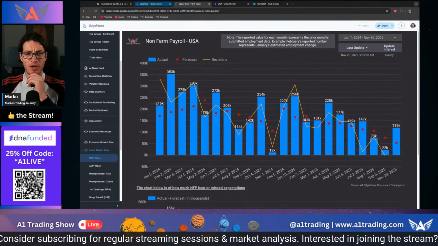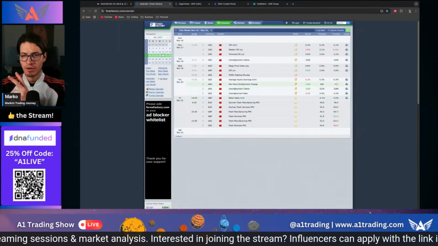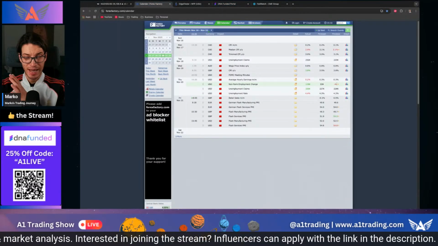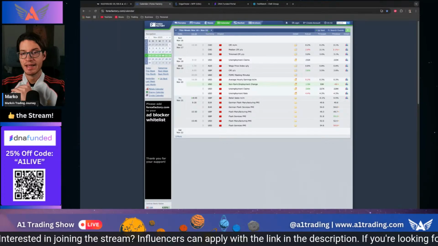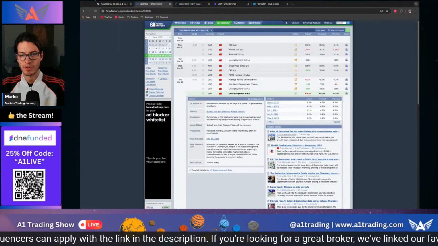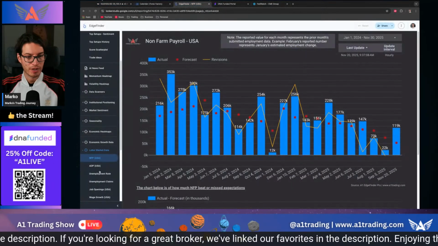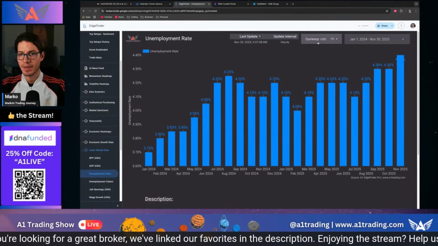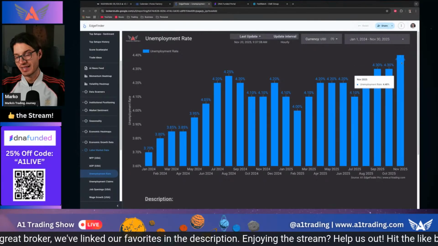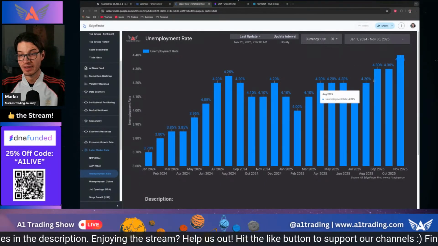That is bearish. So two things I can notice: the revision was pretty bad for the previous number, and the unemployment rate jumped. The unemployment rate jumped from 4.3% to 4.4%. So if we go to the unemployment rate for the USD, it's rising. That is not the best sign. That is not the most bullish sign.